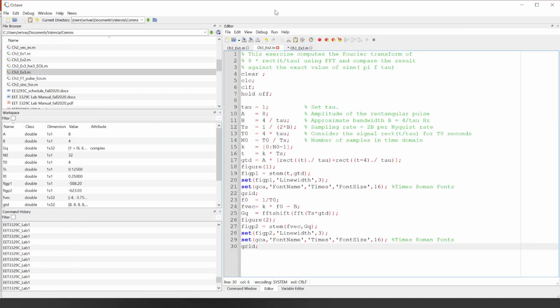So let's talk a little bit about the code. Here's that rectangular function.